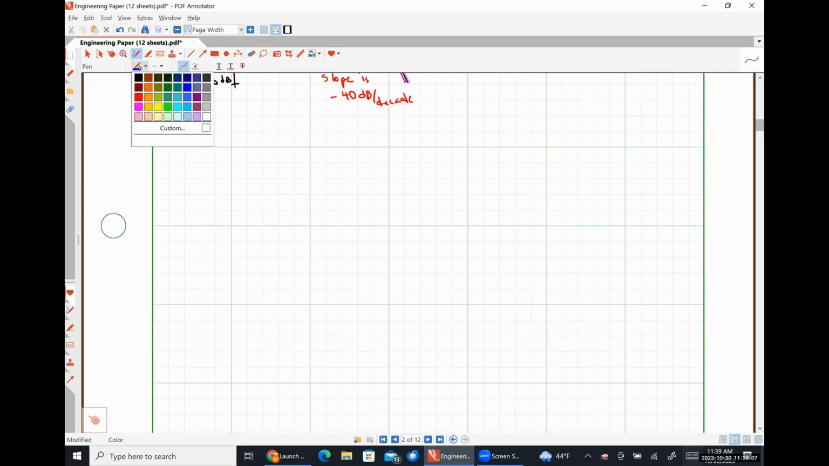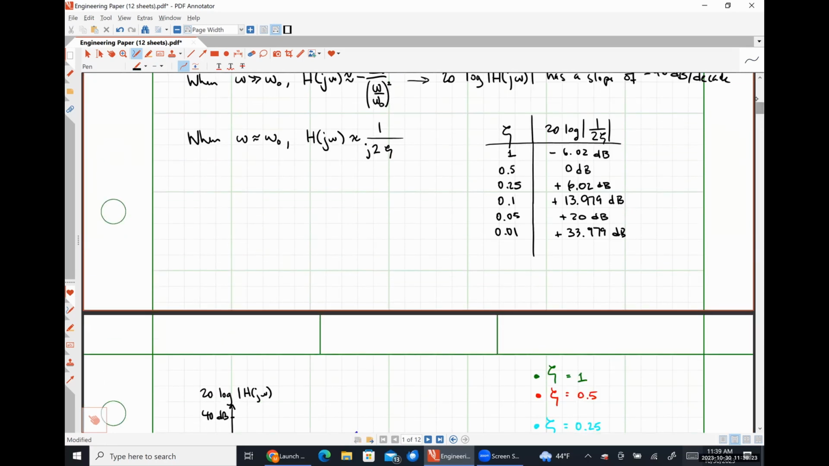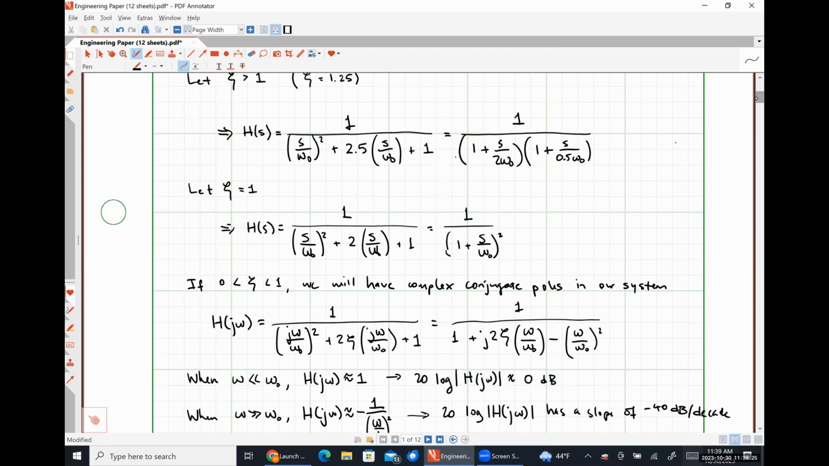Bless you. All right, let me scroll up here because I didn't bring my notes for this part, so I have to remember what the phase response is going to look like really quickly.